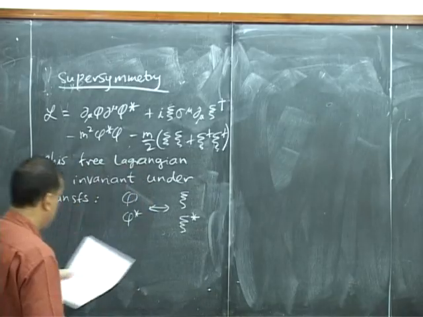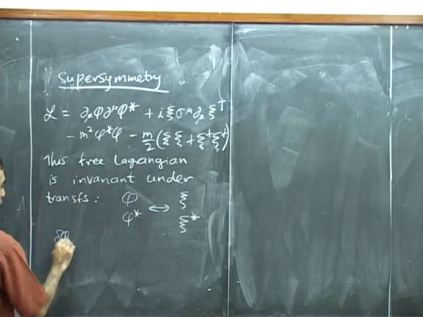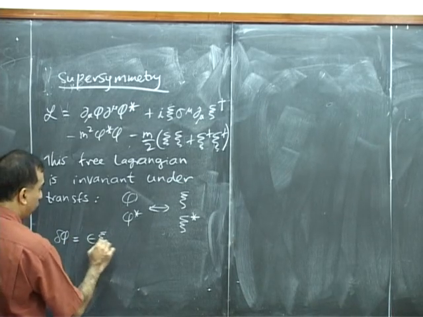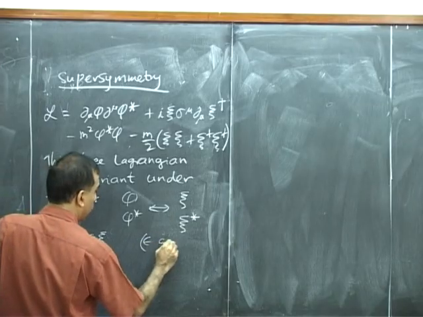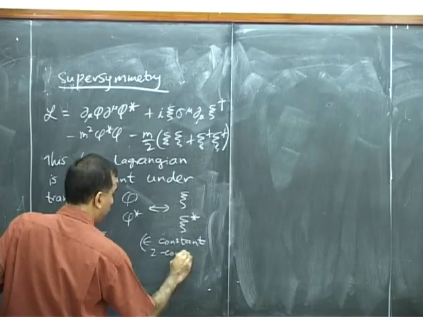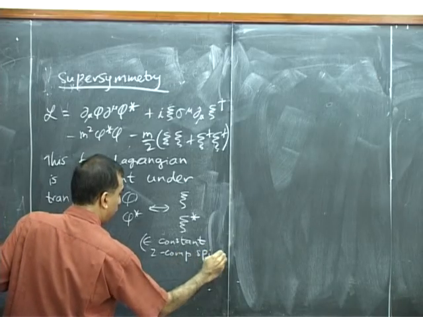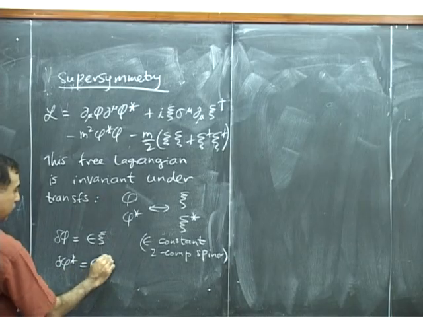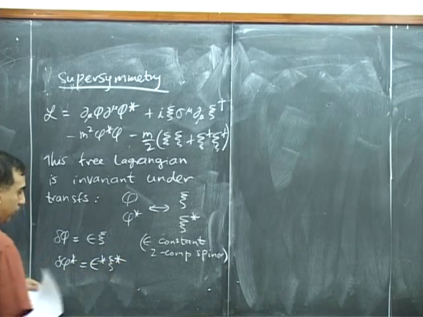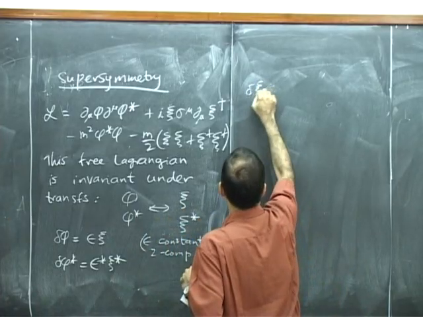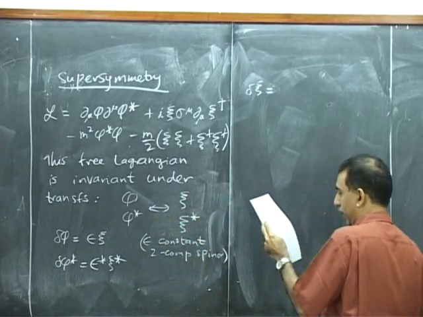So to write it quite precisely with all factors, the infinitesimal variation of phi is epsilon psi. Epsilon is a constant two-component spinor, and the variation of phi star is just the complex conjugate of this. So we needn't even have written that equation. The variation of psi is a little more complicated.